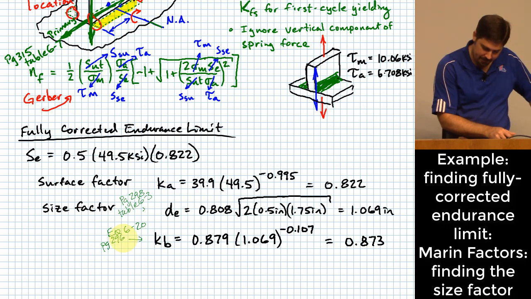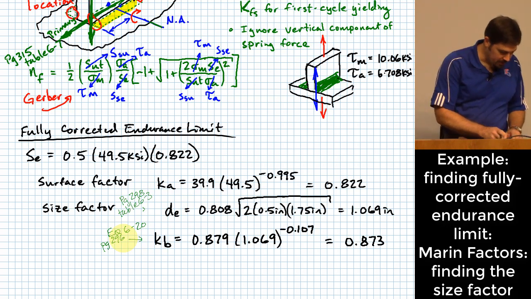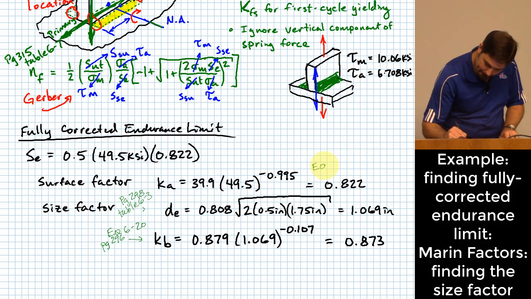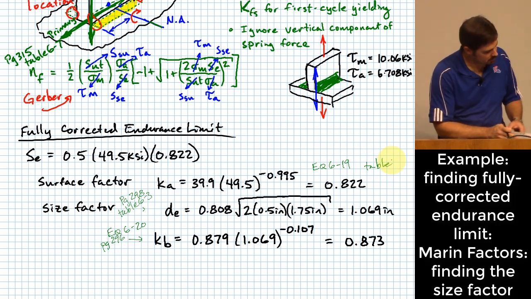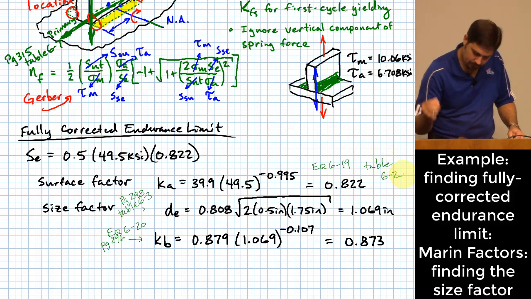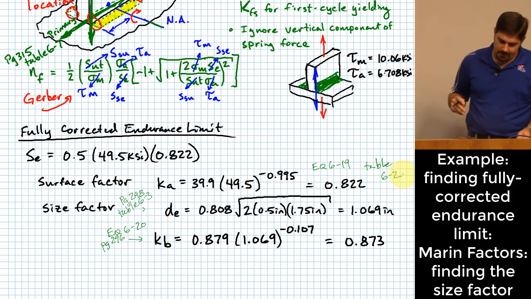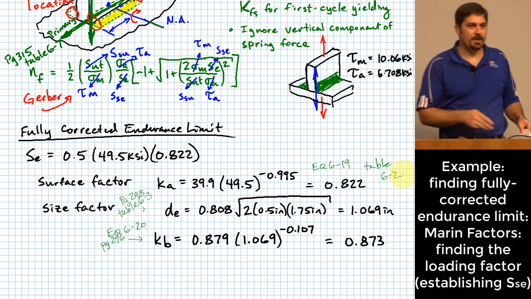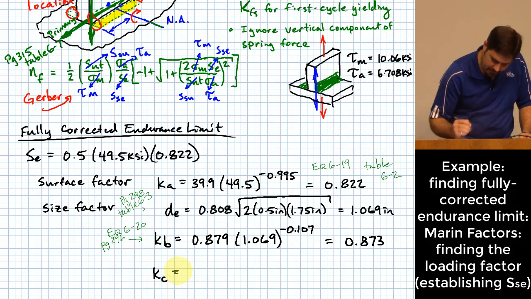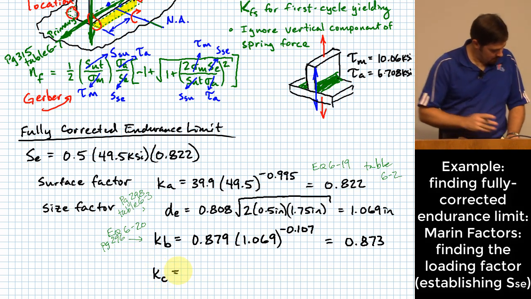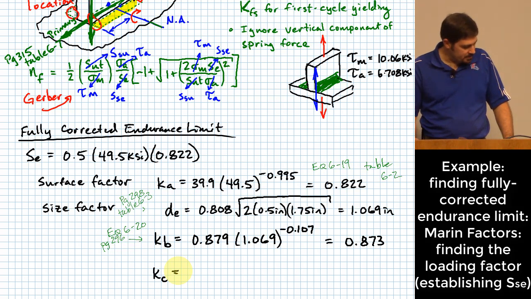And I didn't ever write it for my surface factor, but that is based on equation 619 and table 6.2. Those are the tougher ones, right? Now we're going to look at some of the other Marin factors. K sub C is a loading factor, and they give you 3 options: bending, axial, and torsion. We don't have any of those, but we're going to use torsion anyway.